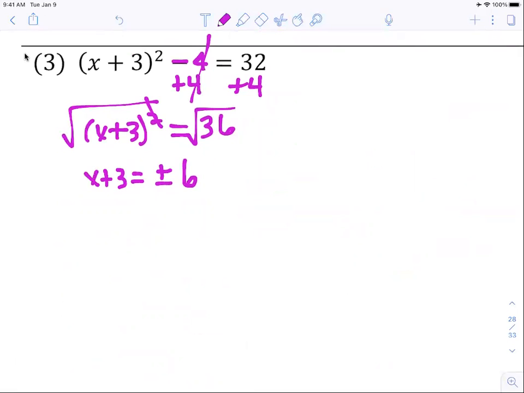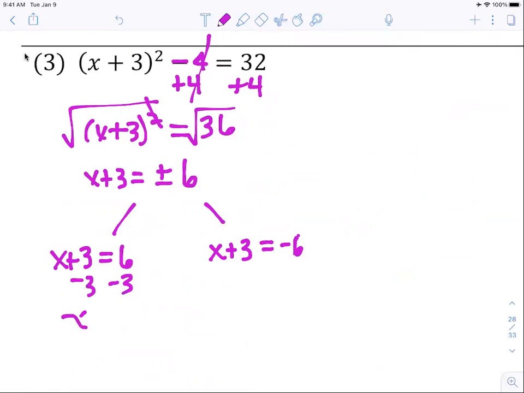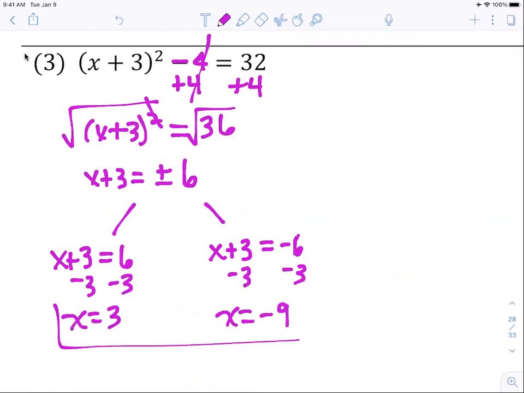So especially when you have something like this where there's more to do, I usually like to split up my final answers. I'm saying, all right, whatever x plus 3 is, it could be equal to positive 6, or x plus 3 could be equal to negative 6. That's what this plus or minus means in front. And then we can solve. If I subtract 3 from both sides, we get x is equal to 3. Subtract 3 on the other side, and we get x is equal to -9. There are your two answers.